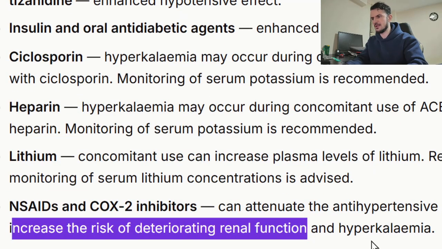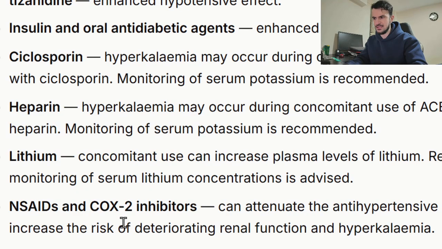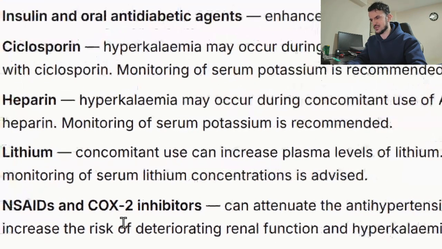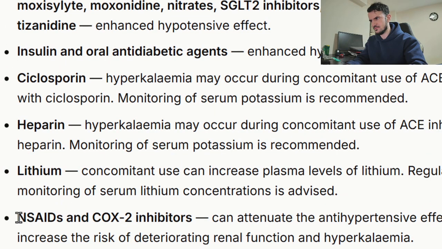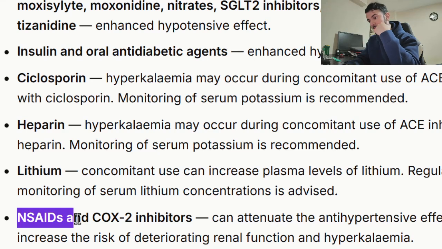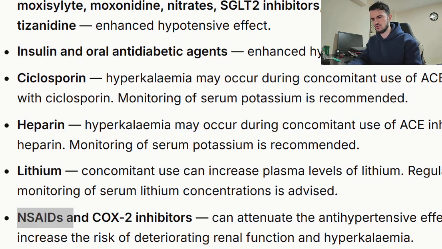And as we said, NSAIDs can increase the risk of deteriorating renal function and hyperkalemia. Now, before I finish the video, a common EMQ or a common pair that's asked about in a GPhC exam is lithium and NSAIDs, or lithium and Ramipril, or NSAIDs and Ramipril. These are three pairs where the GPhC exam loves to ask.